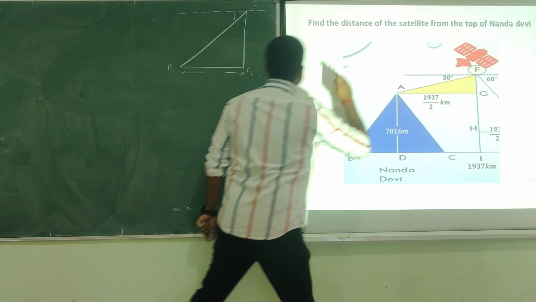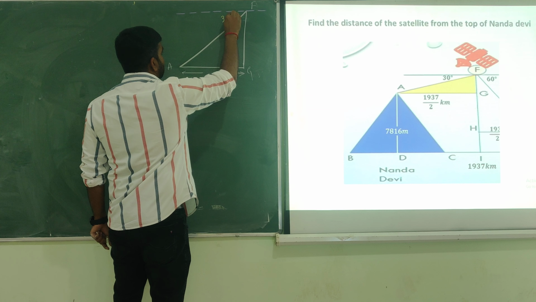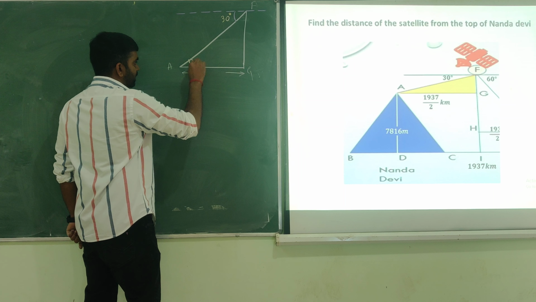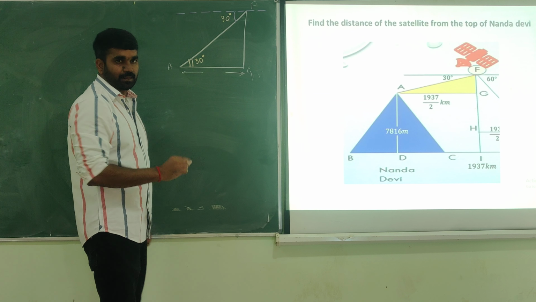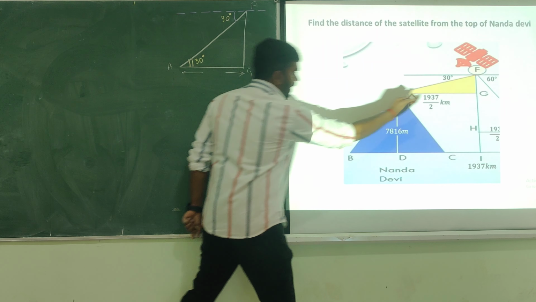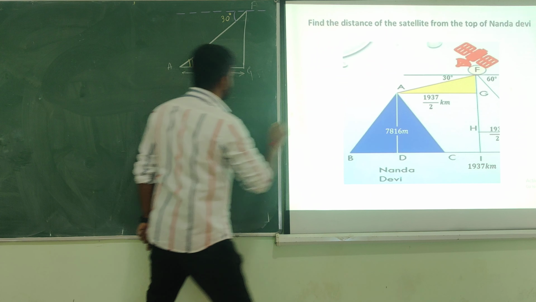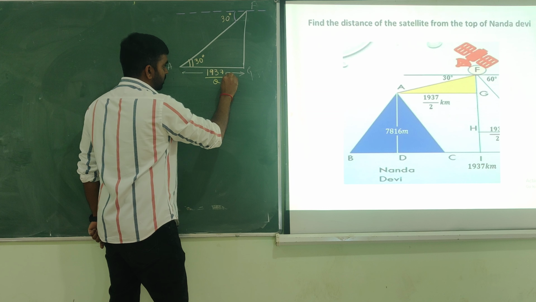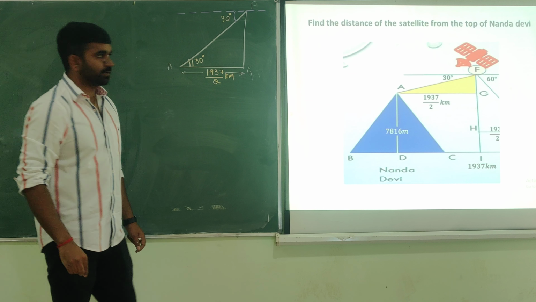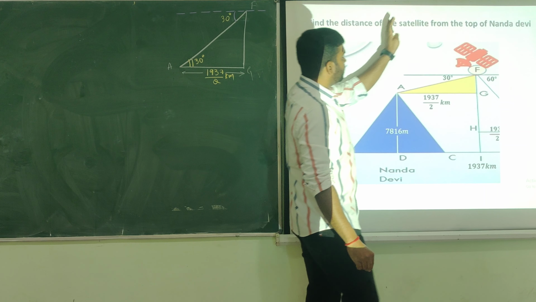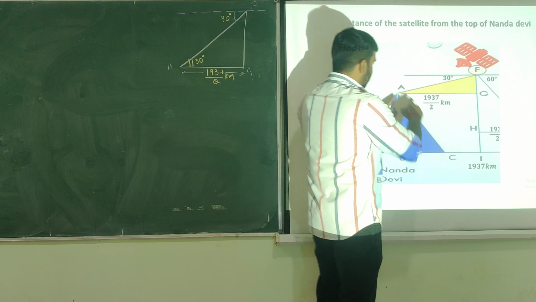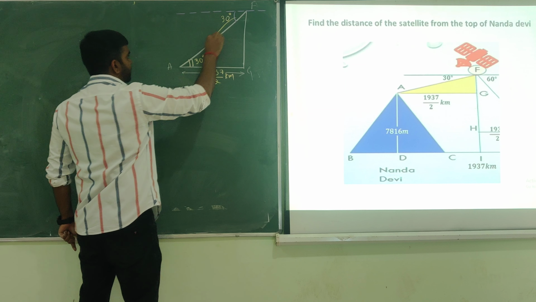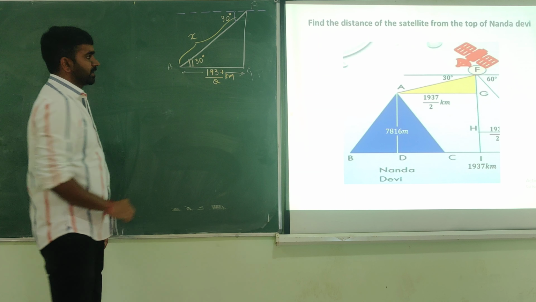So the angle of depression is 30 degrees. Here the angle is 30 degrees, and when we take the alternate interior angle, we can take this angle as 30 degrees as well. What is the measurement of AG? They have only given that I is the midpoint, so we can write it as 1937 divided by 2 kilometers. We have to find the distance of the satellite from the top of Nanda Devi, that is the distance AF. We will take it as x.